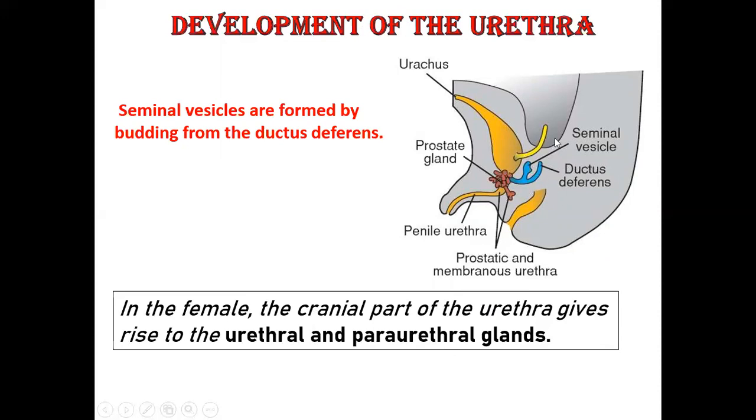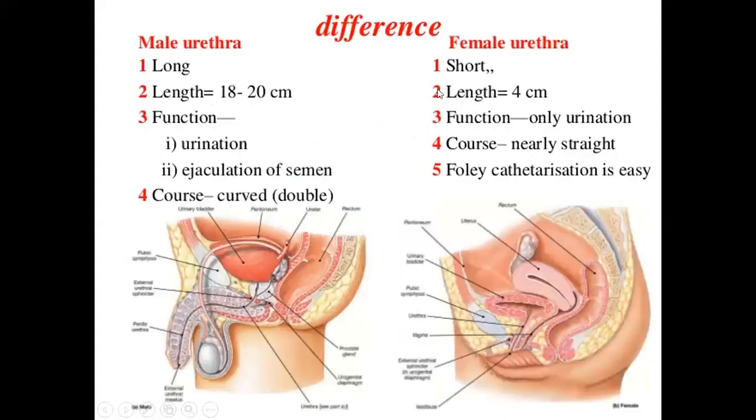Now, what happens here? Seminal vesicle we can see here. In males, the seminal vesicles are formed as a budding from this part of the ductus deferens, which is actually the mesonephric duct here. So these seminal vesicle, ductus deferens, all the male genital part we'll discuss in subsequent classes. Okay, seminal vesicle here.